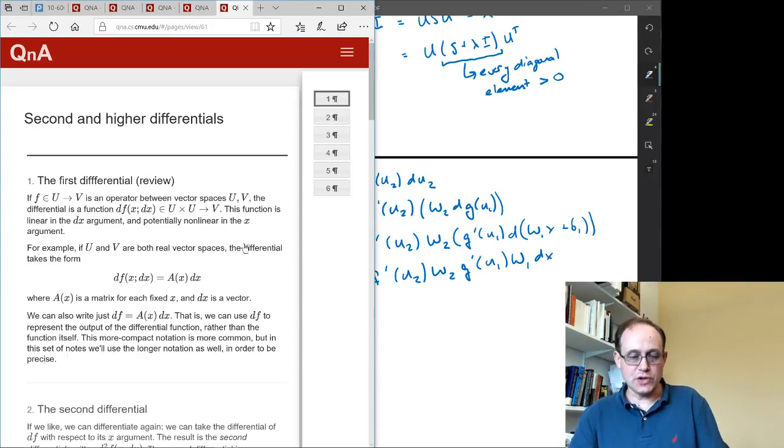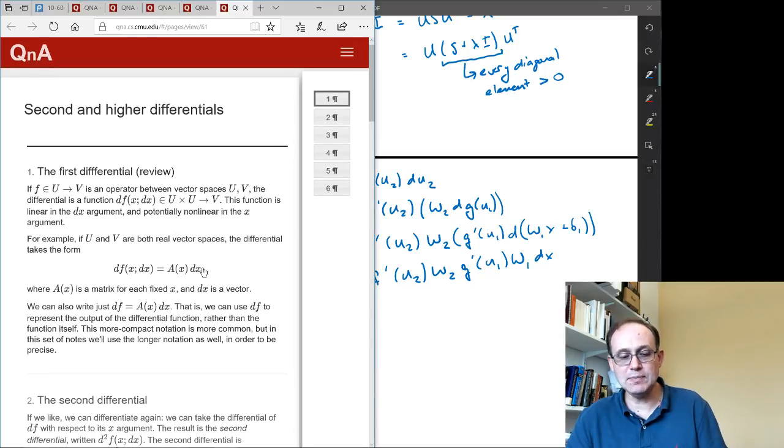So just as a review, right? We had an operator f that went between vector spaces u and v, and we took the differential of f, and that was an operator that took 2 arguments in u and gave us an output in v, right? So the arguments in u are x and dx, the point at which you make the Taylor approximation, and the increment for the Taylor approximation, and then the output is the change in f as predicted by the Taylor approximation. And this function is linear in the dx argument.